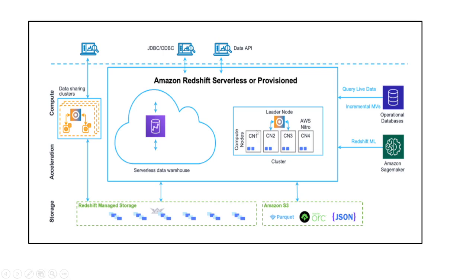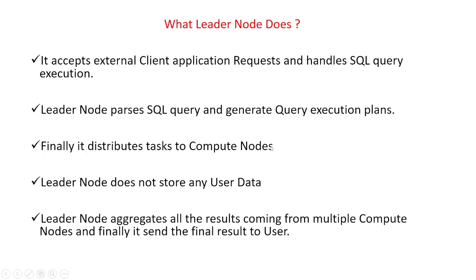Suppose I'm doing some calculations, and I'm aggregating some values department-wise, trying to understand the average salary. For each department, the data will be put in a single compute node, and it will be calculated in parallel in the compute nodes. So the leader node will create multiple tasks and distribute those tasks to the compute nodes.